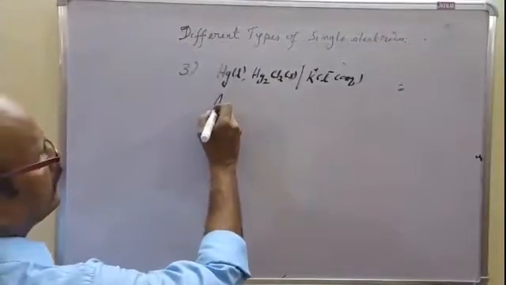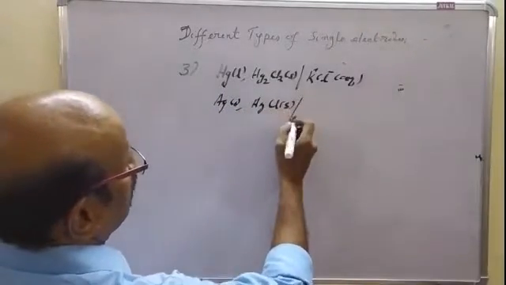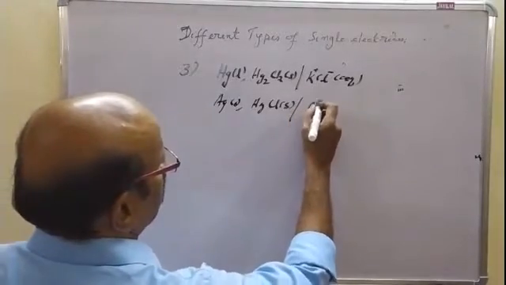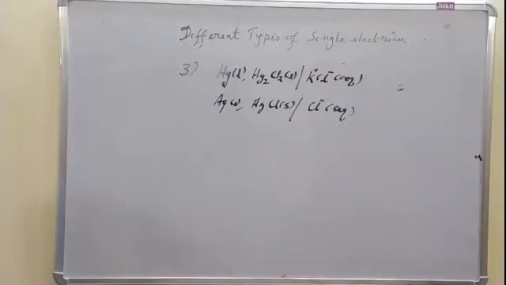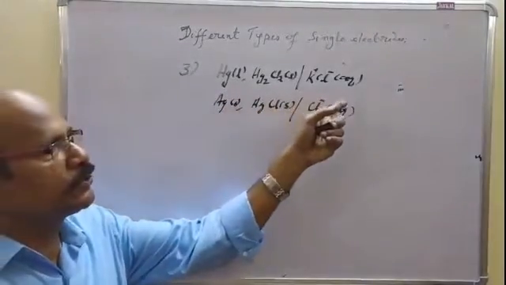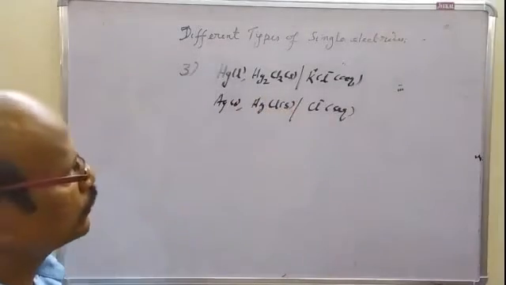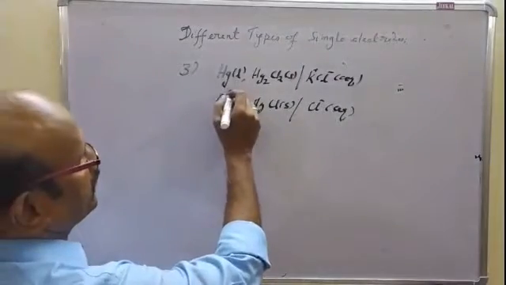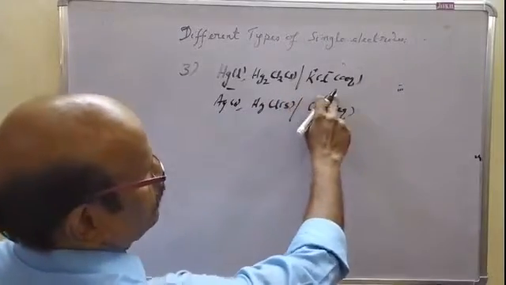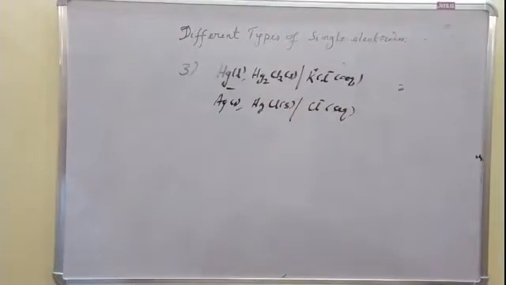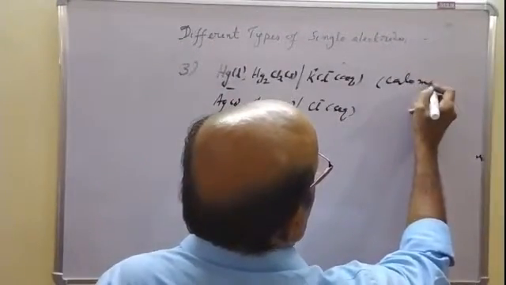Then Ag, AgCl solid in contact with Cl minus aqua, from KCl. This is another example of a metal, insoluble metal salt electrode. Here, the electrode is reversible with respect to the anion of the salt. This is the first category. The mercurous chloride in contact with the chloride ion is called a calomel electrode. The first category is called a calomel electrode.